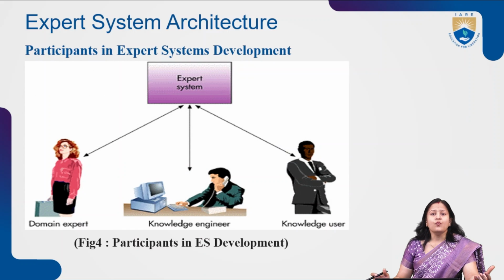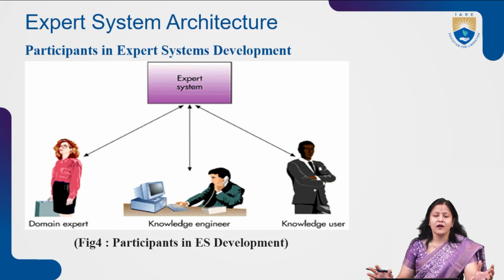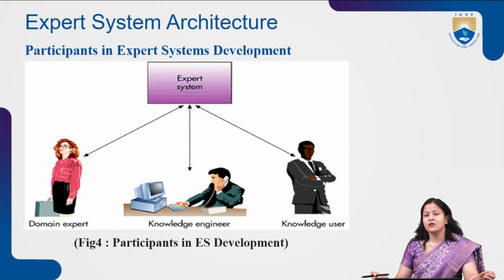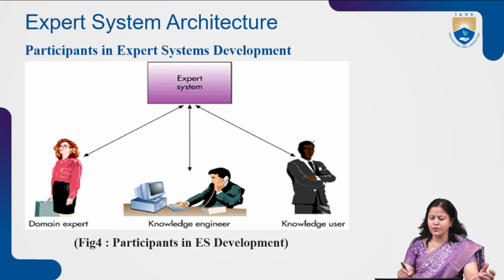Now let me discuss who the participants are in the development of an expert system. These three people are very important. They have a very important role in, and participate in, the development of the expert system. The first one is the domain expert, the second one is the knowledge engineer, and the third one is the knowledge user. Anyway, we come under the knowledge user because we don't have any knowledge about artificial intelligence.